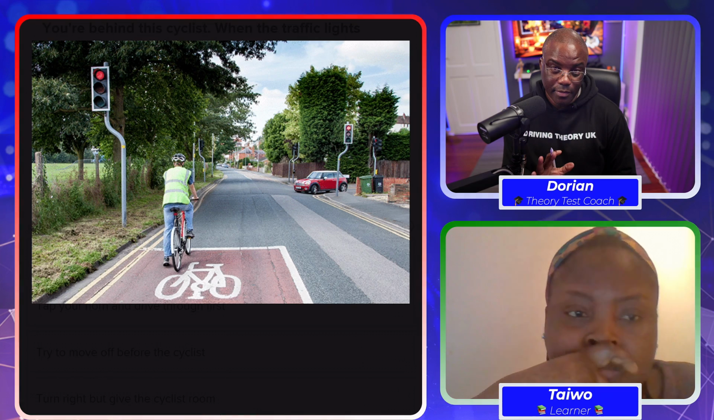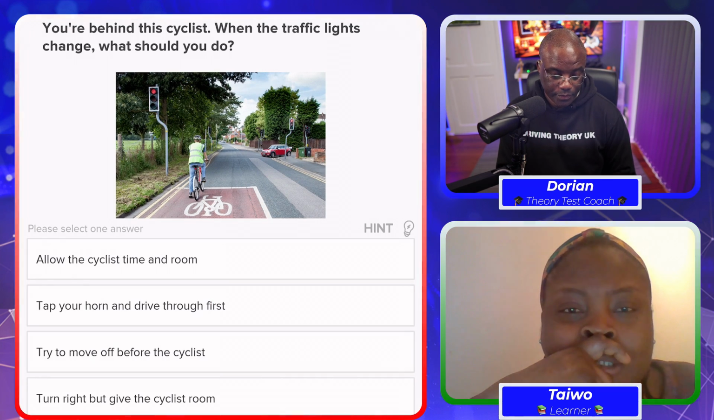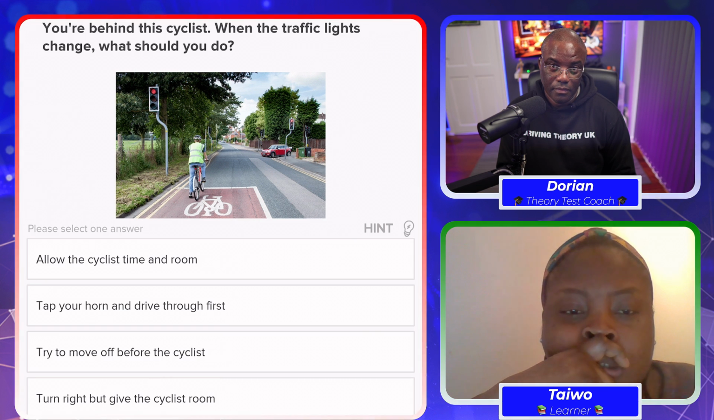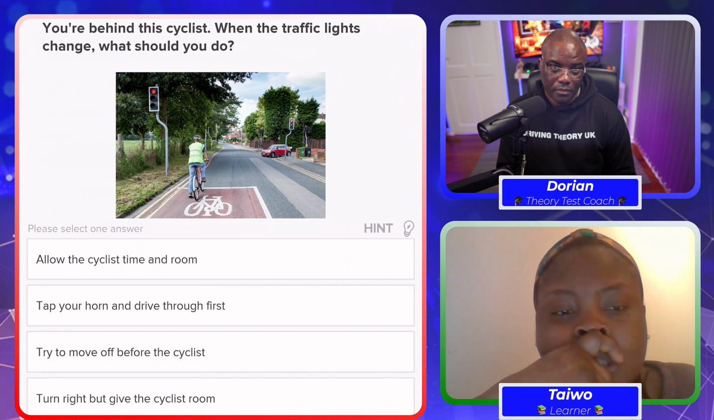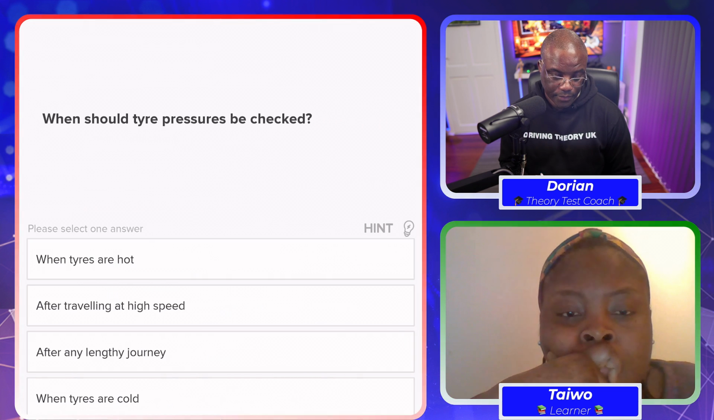Okay, let me just enlarge the image first. Cyclist. You are behind the cyclist. When the traffic lights change, what should you do? Allow the cyclist to move off, then turn right. A. Okay.